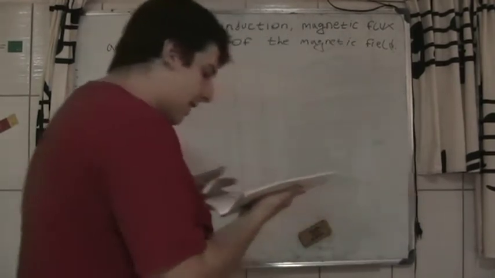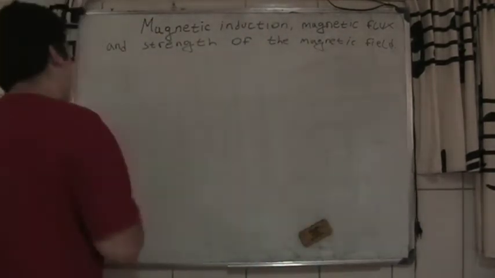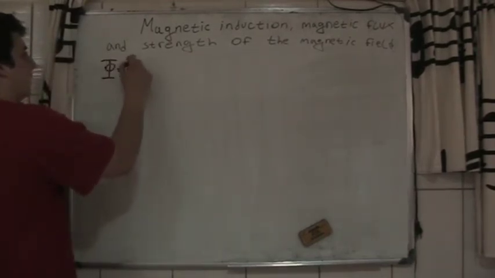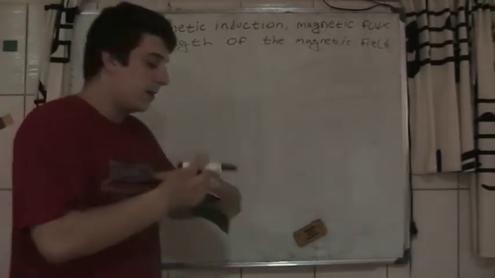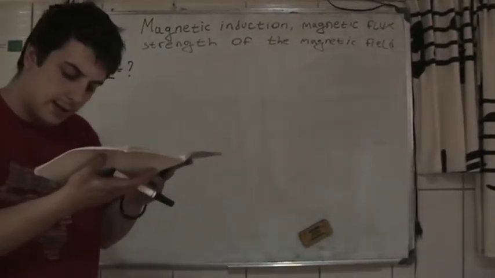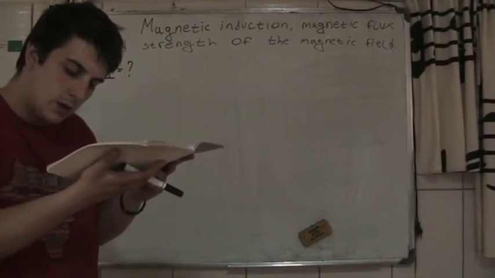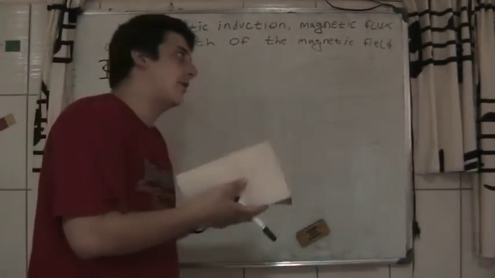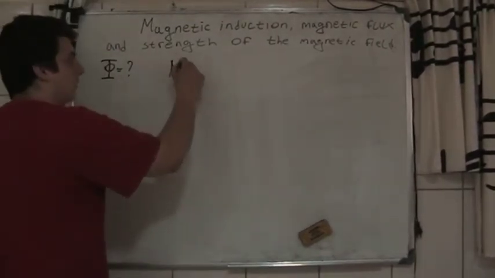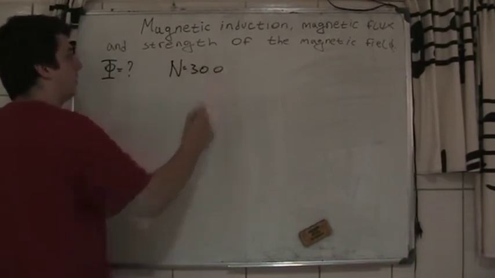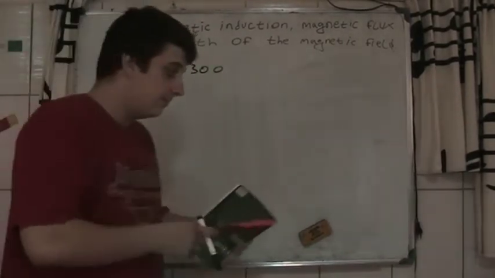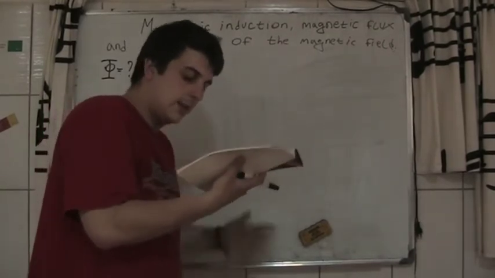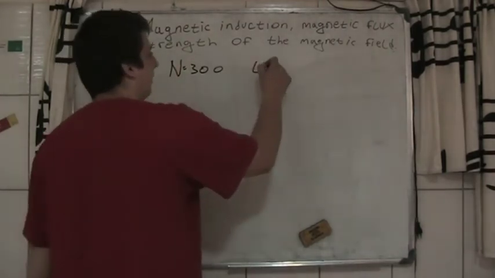Okay, we have to calculate the magnetic flux. So the magnetic flux is equal to question mark. We have to calculate the magnetic flux that flows through the loops of a solenoid. The solenoid has 300 loops, so this is N, 300 loops. And its length is 20 centimeters.